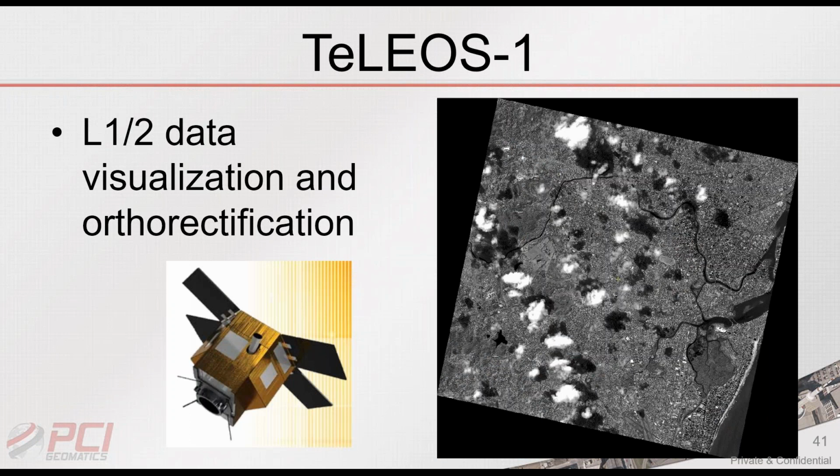Another sensor that we've added in Geomatica 2017 is Teleos 1. This is, again, for visualization, but in this case, orthorectification as well of level 1 and level 2 data. This is a 1 meter panchromatic sensor, but has a very high revisit rate. So it was designed to have a rapid collection of the same area in multiple passes. This makes it very useful for change detection, comparison, and temporal analysis, and it works in Geomatica 2017, having added this new sensor as well.